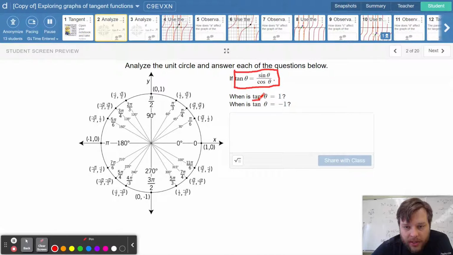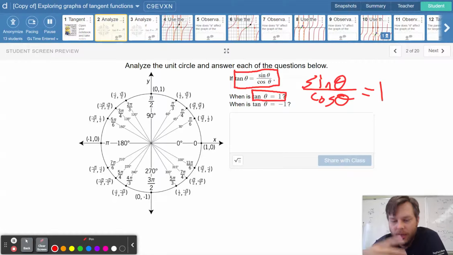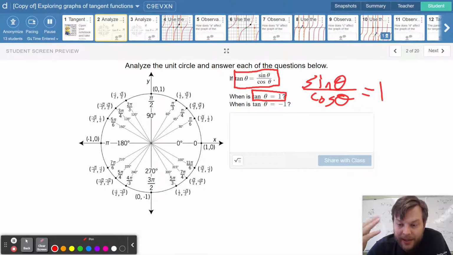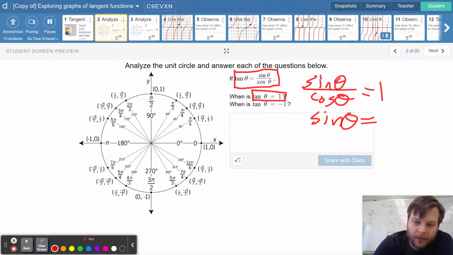So let's try to answer this first part. When is tangent equal to 1? In other words, when do I do sine divided by cosine and get an answer of 1? Well, you can think about it. What's a fraction that equals 1? 5 divided by 5, 30 divided by 30, negative 2 divided by negative 2. They need to be the same thing. You can also see that algebraically. If you multiply both sides by cosine, we know the sine has to equal the cosine.